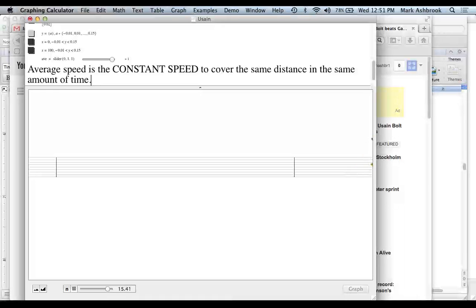It's like another runner that goes at a constant speed and covers the same distance in the same time, just like what the baby does. The point is that the baby's constant speed represents the average speed of Usain, because the baby covers the same distance in the same time.